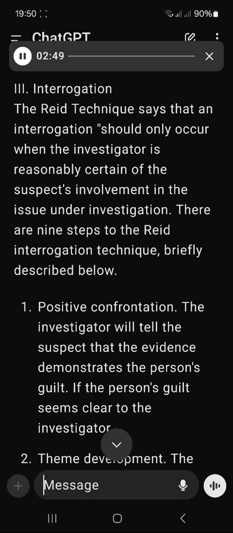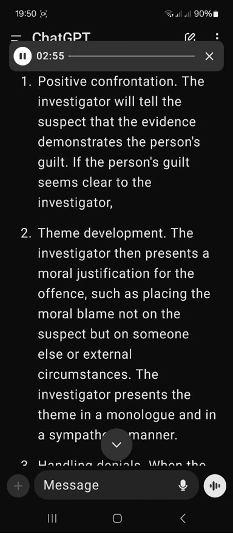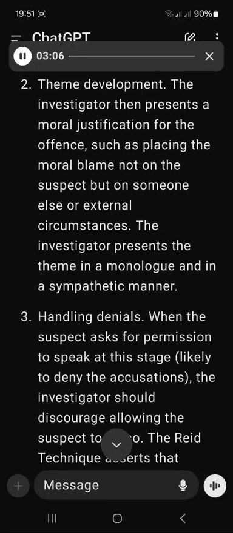There are 9 steps to the Reid interrogation technique, briefly described below. 1. Positive confrontation. The investigator will tell the suspect that the evidence demonstrates the person's guilt, if the person's guilt seems clear to the investigator. 2. Theme development. The investigator then presents a moral justification for the offense, such as placing the moral blame not on the suspect, but on someone else or external circumstances. The investigator presents the theme in a monologue and in a sympathetic manner.